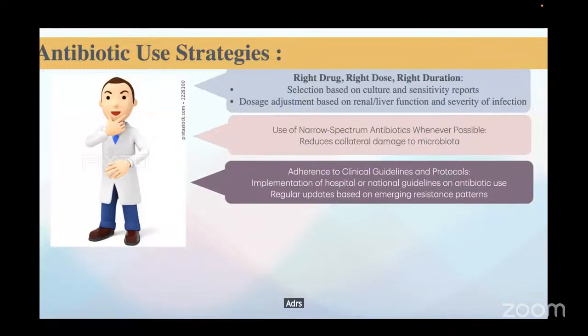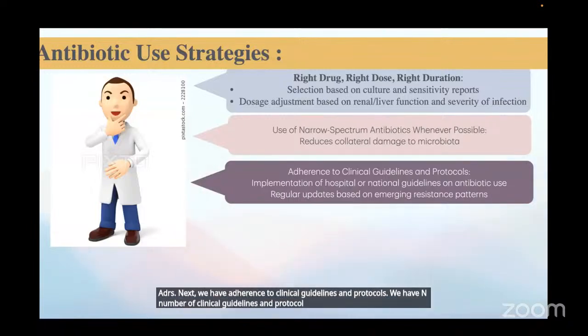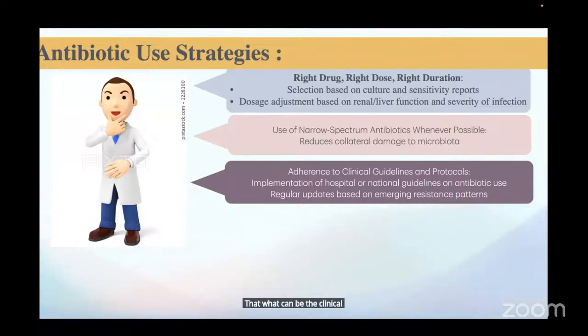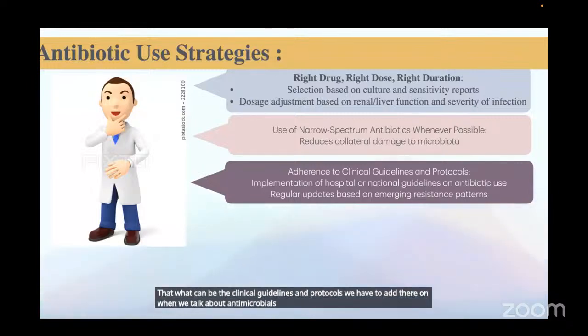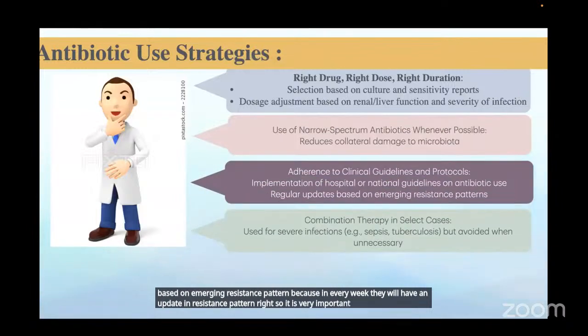Next, we have adherence to clinical guidelines and protocols. We have n number of clinical guidelines and protocols. In detail, we have the syllabus in our upcoming course on which clinical guidelines and protocols we have to adhere to when we talk about antimicrobials, right? So implementation of hospital or national guidelines on antibiotic use, with regular updates, is also mandatory based on emerging resistance patterns, because every week there will be an update in the resistance pattern, right? So it is very important to get the update on it.